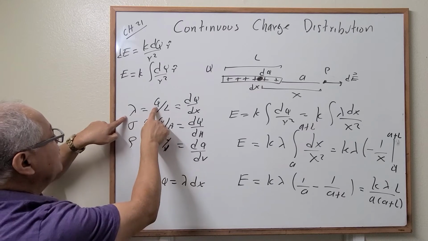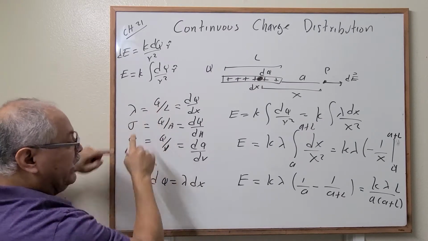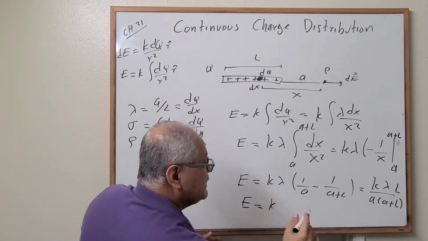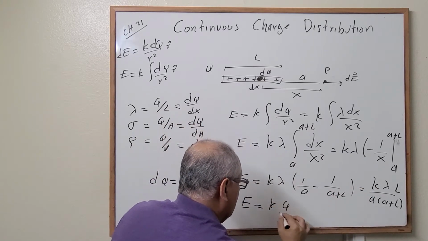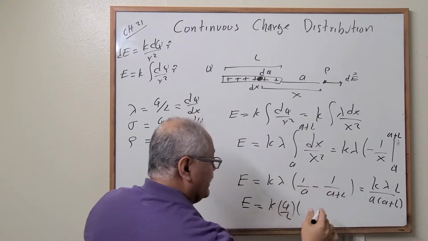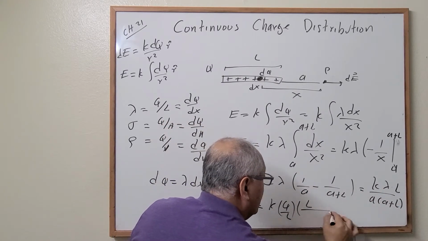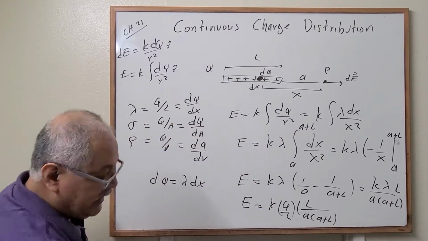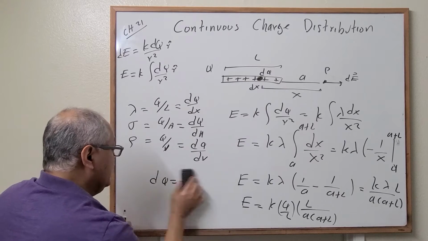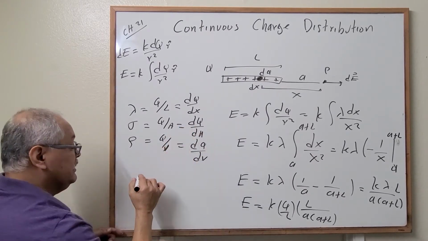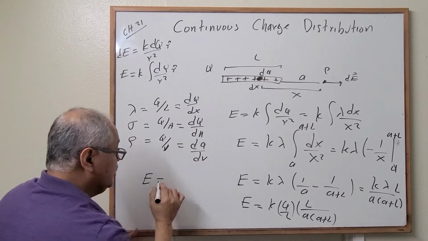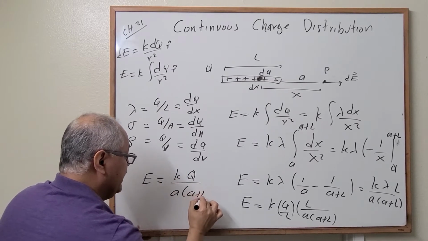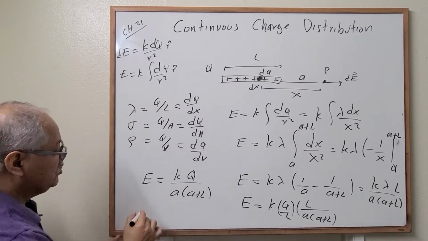Remember, lambda is going to be q over l, so the electric field is equal to k lambda, which is q over l, times l over a plus l. And what do we get then? From here, the electric field for this distribution is equal to k q over a plus l.